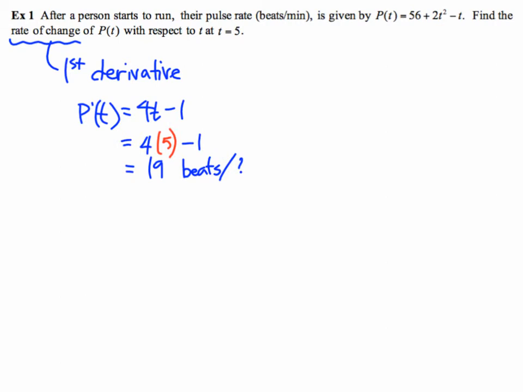And then I'll plug in the value t equals 5 into the first derivative, and I get 19 beats per, supposed to be per minute, but the reason I put a question mark there is because who has 19 beats in 1 minute? So that's why I just put a question mark there. I'm not sure if the units would be correct in this, if this was a real person.